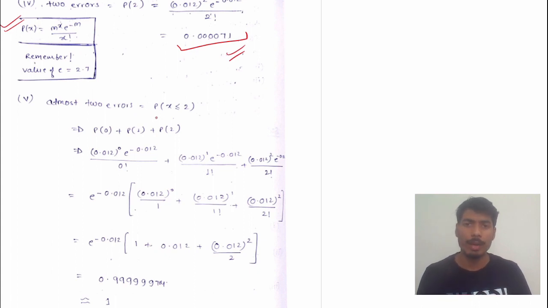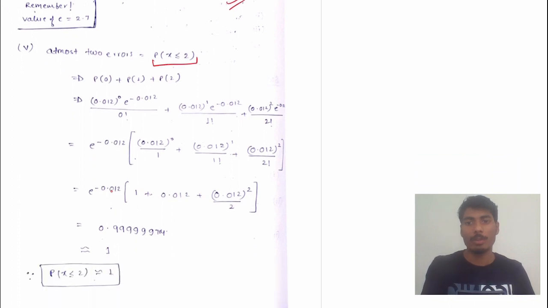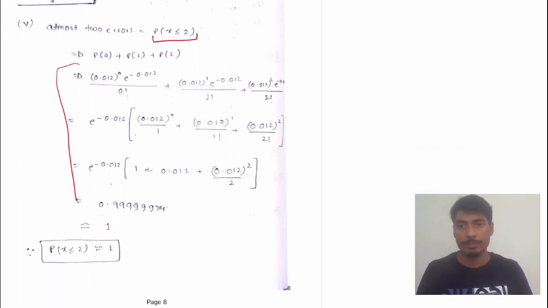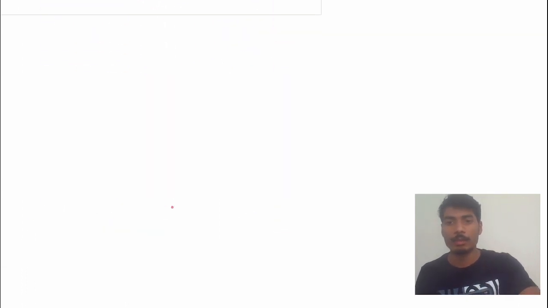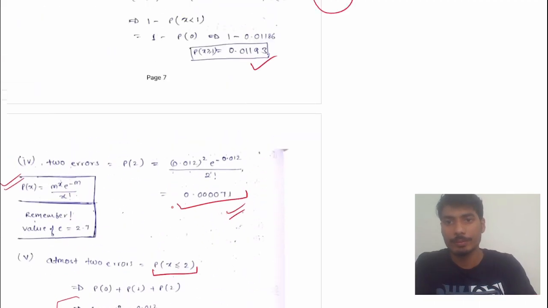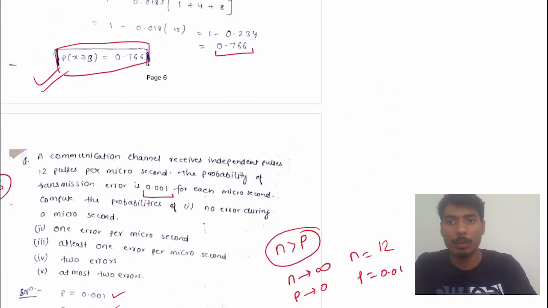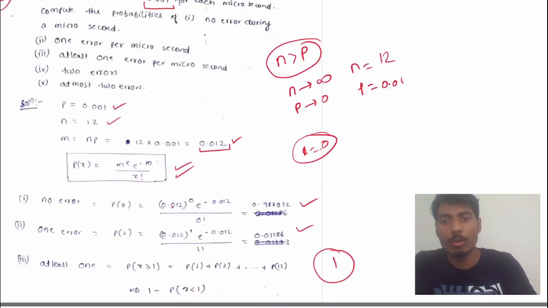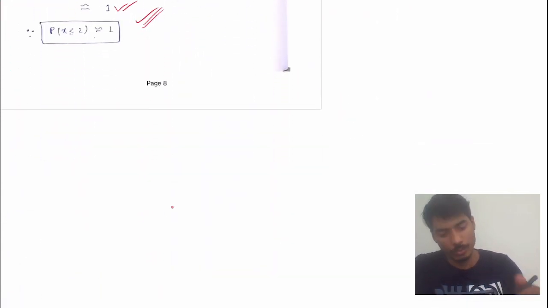Here, probability of x less than or equal to 2 means probability of 0, probability of 1, probability of 2. For 0 we use the formula, for 1 we use the formula, for 2 we use the formula. After solving this, you get a value that is approximately equal to 1. So probability of x less than or equal to 2 is 1. This topic is completed. I hope you guys are understanding these topics. Practice all these questions and solve them by yourself. Okay, thank you.